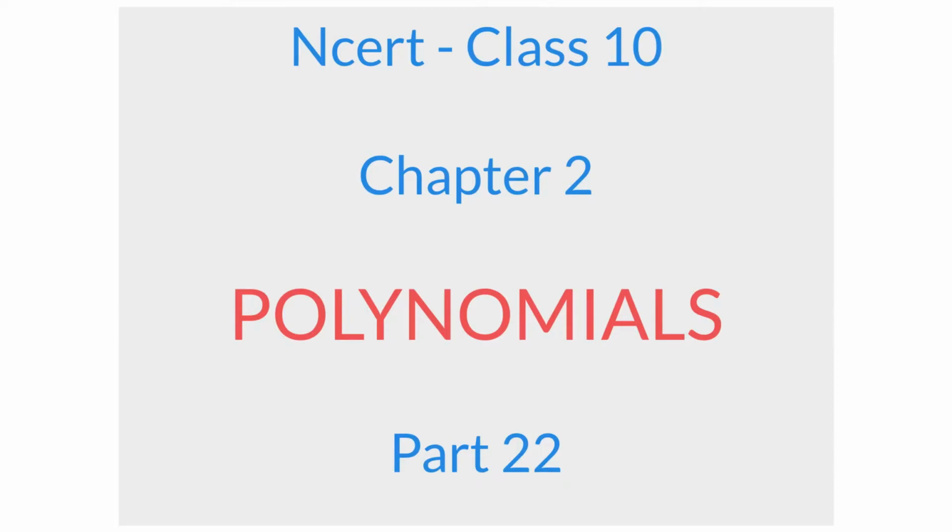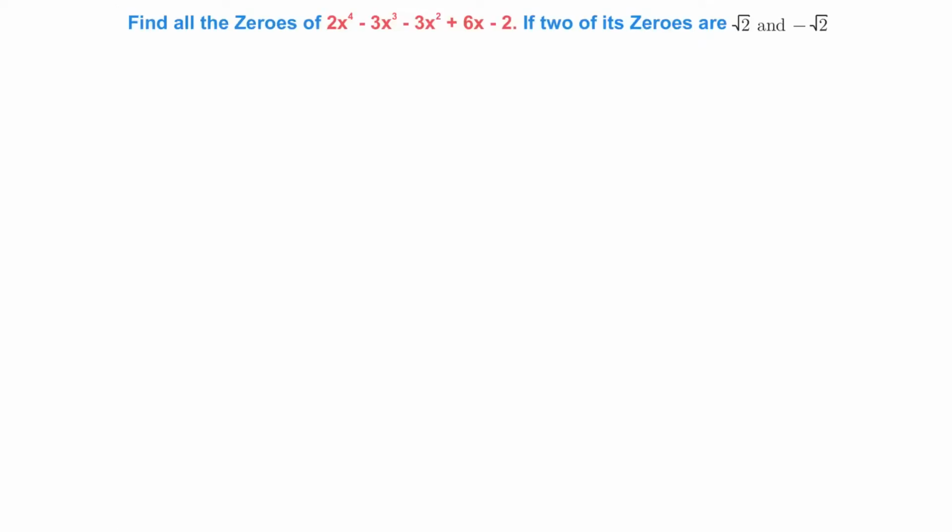Hello everyone, our next part is 22. Find all the zeros of the polynomial if two of its zeros are root 2 and minus root 2. In this question, the degree of the polynomial is 4. So we know that degree 4, so maximum 4 zeros are possible. Two of them are given, that is root 2 and minus root 2. Now we have to find the remaining two zeros.